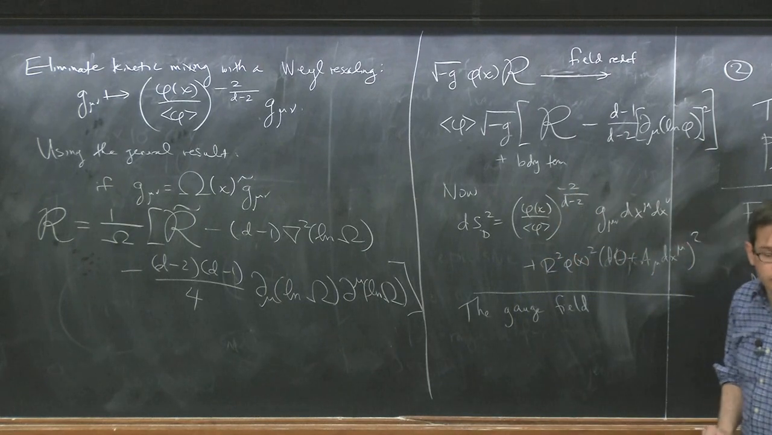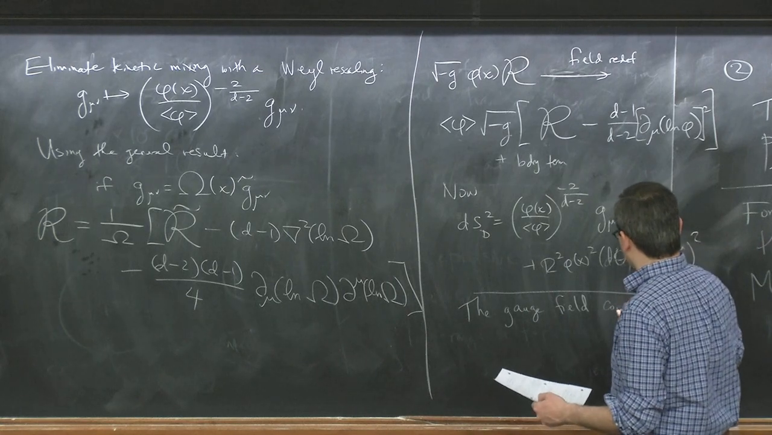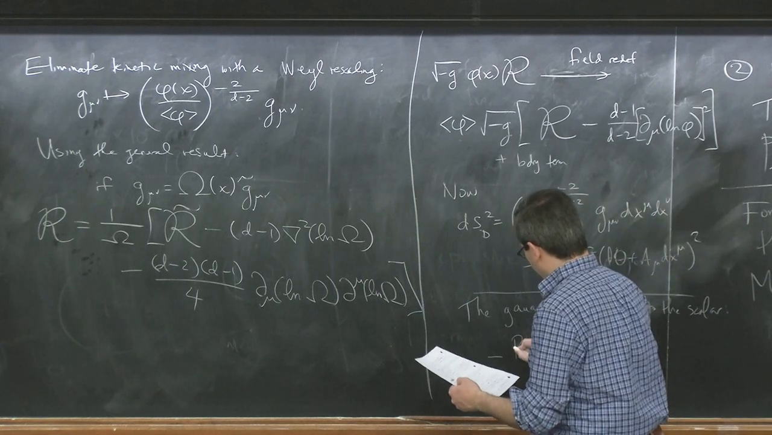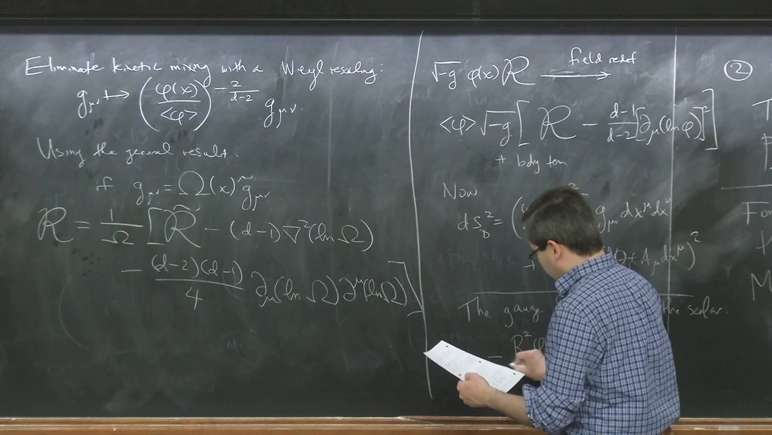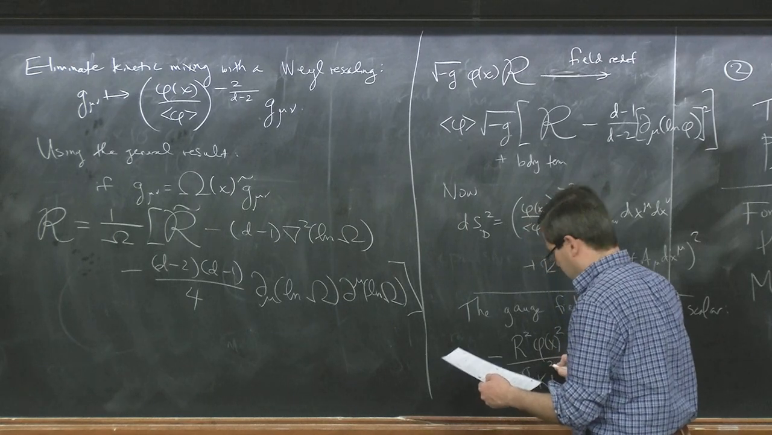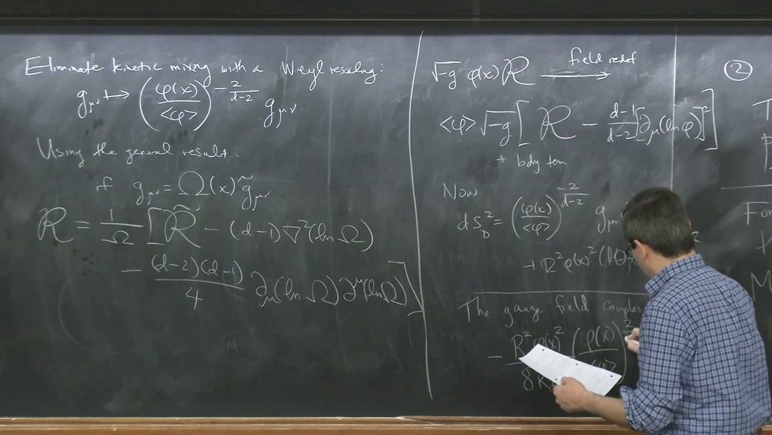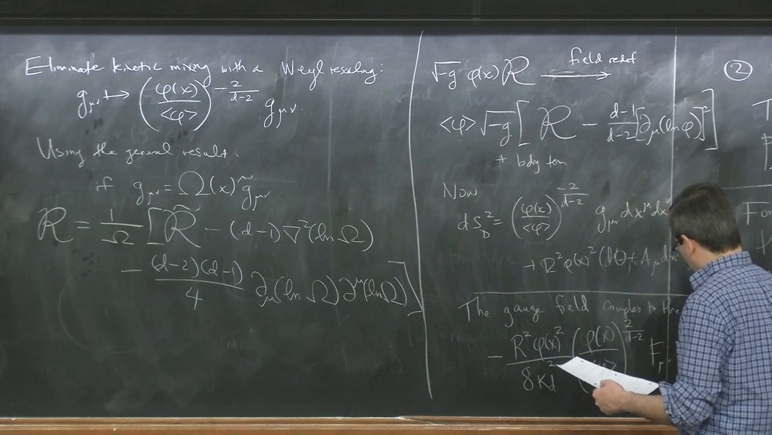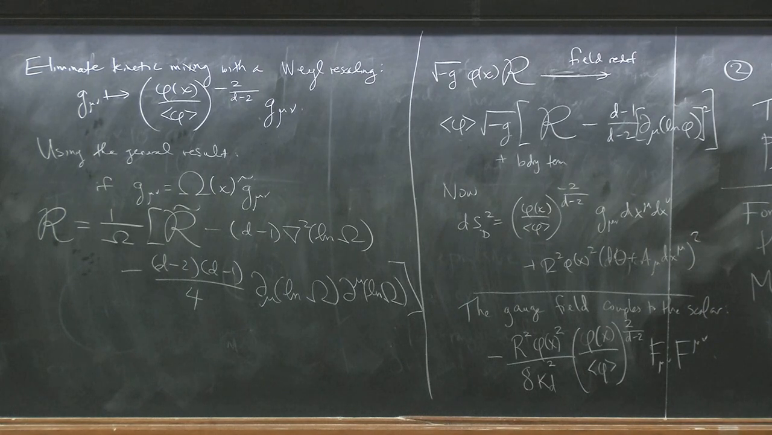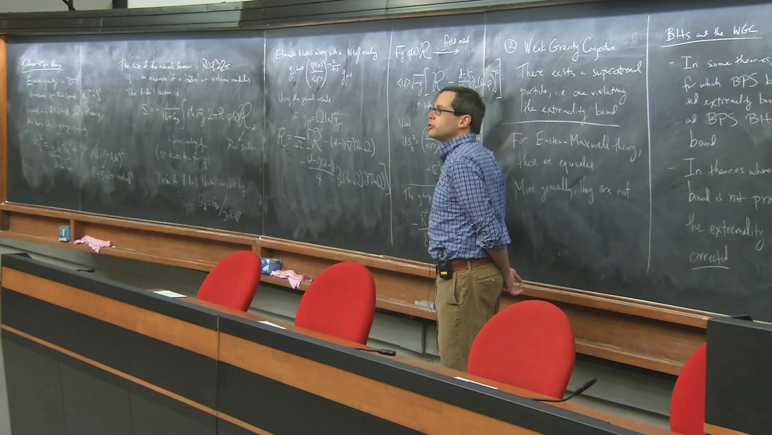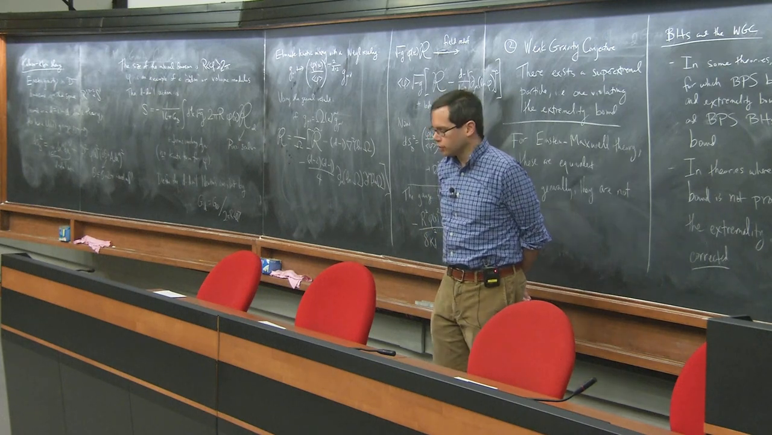And now once we've done this field redefinition, we find that the gauge field couples to the scalar. And its kinetic term looks like that. Okay. So our gauge field has a prefactor that's a power of phi. But the kinetic term depends on the log of phi. And so in terms of the canonically normalized field, this is an exponential coupling, similar to the dilaton coupling that I wrote earlier.